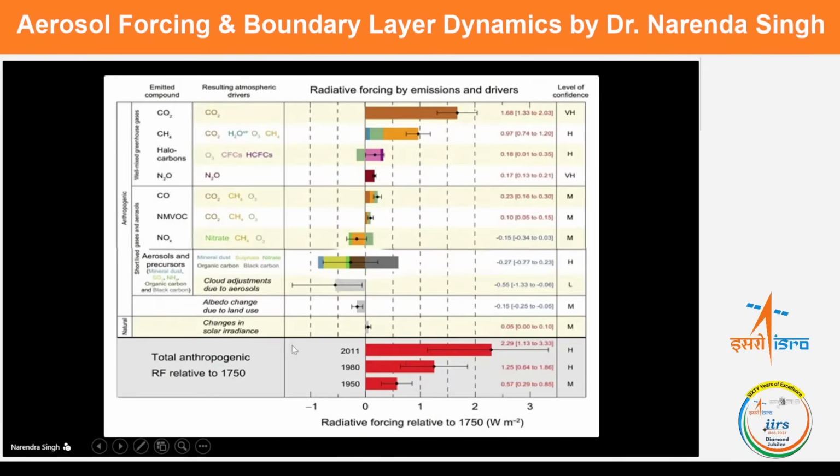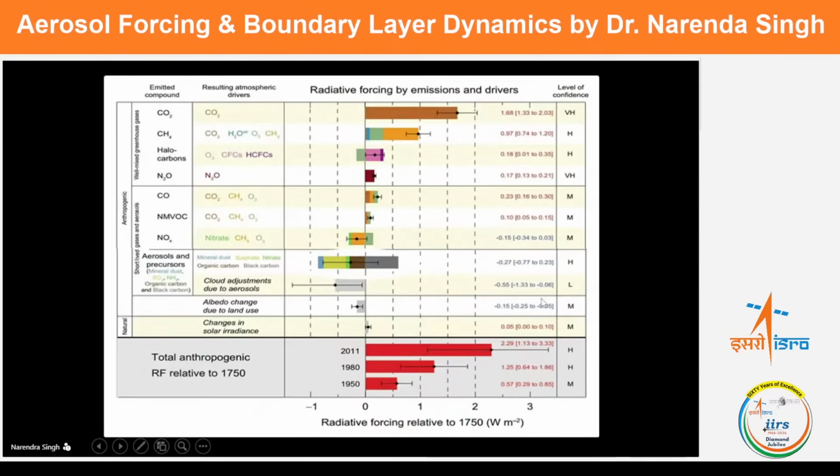So total anthropogenic radiative forcing, if you see, relative to 1750, by 2011 it is 2.29. You can see here the change if we translate it into temperature. Then there are other culprits also, not only this sort of aerosols, but other gases, greenhouse gases, short-lived, long-lived, all greenhouse gases, I mean species in the atmosphere, gases and aerosols.